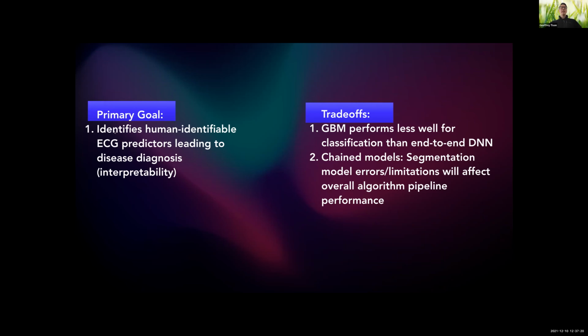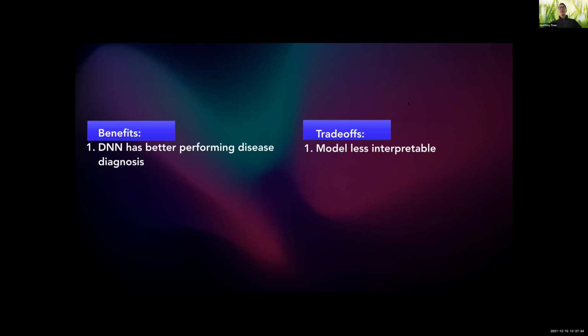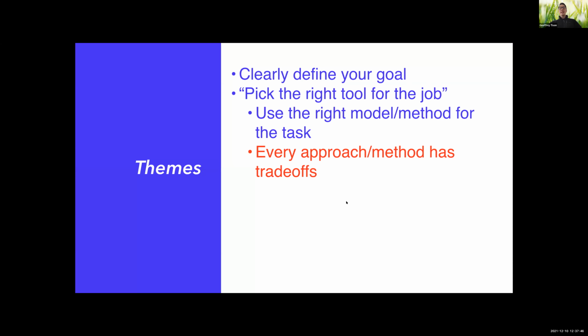Just as a side note, we also did similar work with an end-to-end neural network pipeline in this paper here, and applied an explainability technique to also try to understand what segments are important. But there are trade-offs of that, which are that, at least in my view, and arguably, the explainability technique for the end-to-end neural network is less interpretable than the GBM approach. That's arguable. So at the end of the day, every approach has trade-offs, and so really clearly defining your goal and picking the right tool for the right job is crucial.